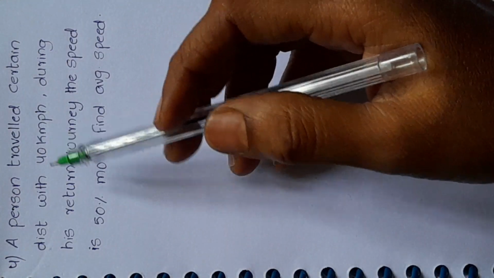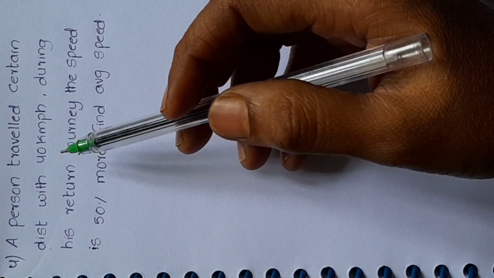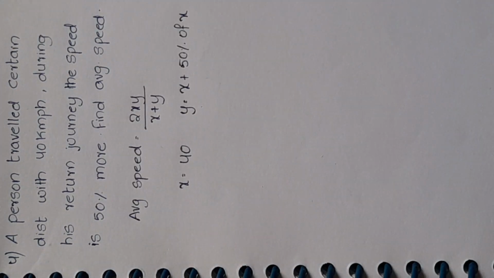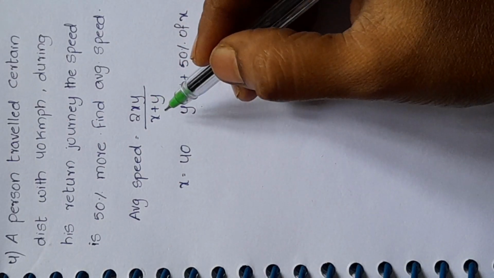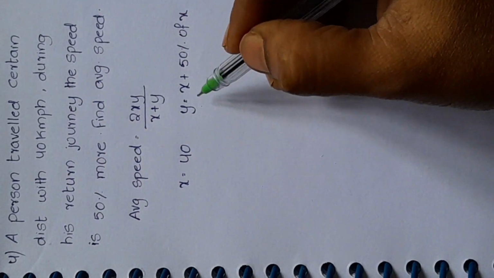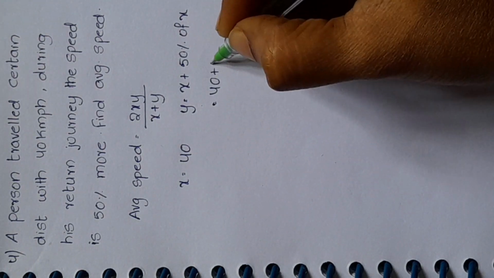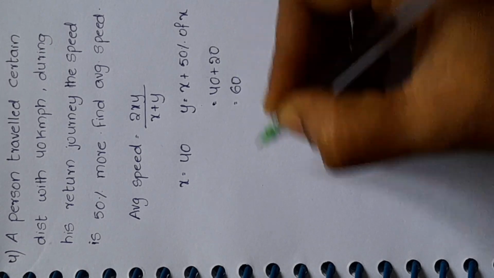Fourth question. A person traveled a certain distance with 40 kilometers per hour speed. During his return journey, the speed is 50% more. Find the average speed. The average speed formula is 2xy by x plus y. Here x is equal to 40. Y is equal to x plus 50% of x. That is 40 plus 50% of x is 20. So y value is 60.